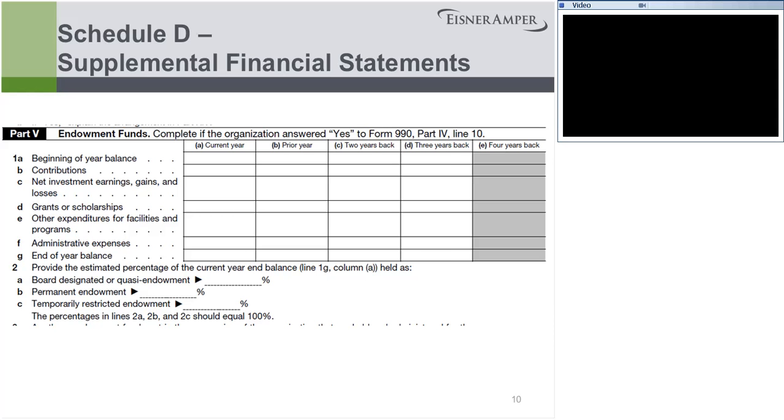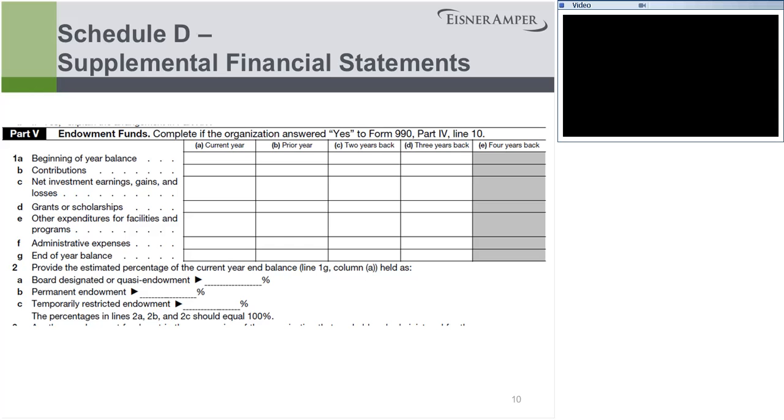But they want it in this schedule. So they told you, we want the board-designated, we want the permanent endowment, oh, and we also want temporarily restricted, which usually means the earnings off of the endowment. And they tell you that the percentages you're showing have to get to 100% of line G. So by telling you that little 100% rule, they basically came out and said to you, we want the earnings too. So that was good because that was a clarification that was needed.